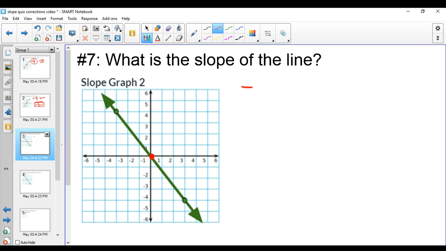So instead of being rise over run, because this is a negative slope, it's going to be fall over run. So I'll start at this left point right here, and we'll go down 1, 2, 3, 4, and then over 1, 2, 3. Okay, same thing here. From this point to this point, we go down 1, 2, 3, 4, and then over 1, 2, 3. So my slope is negative 4/3.